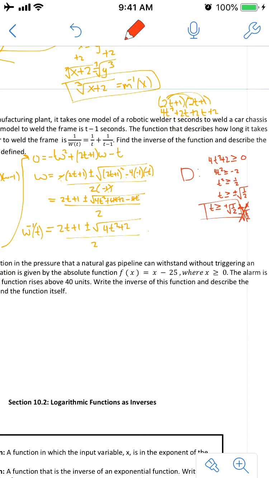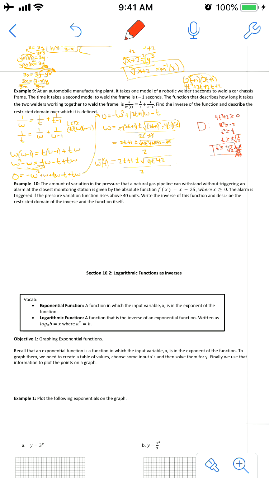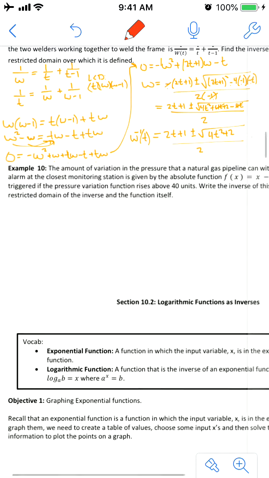Okay, one more, and then we're done. I know it's been kind of a long section. There's a lot with inverses. The key ideas are about switching, but we'll do one more and we'll call it done.